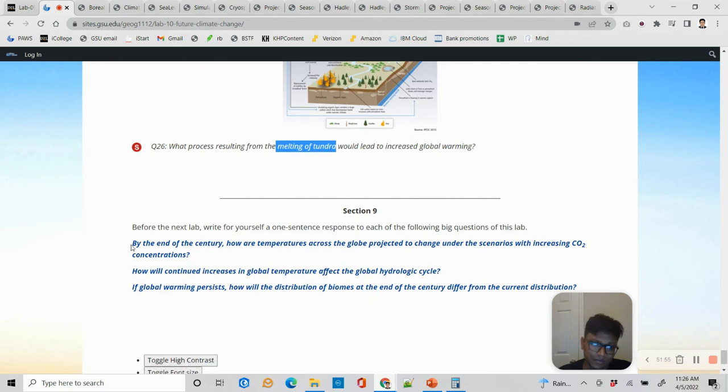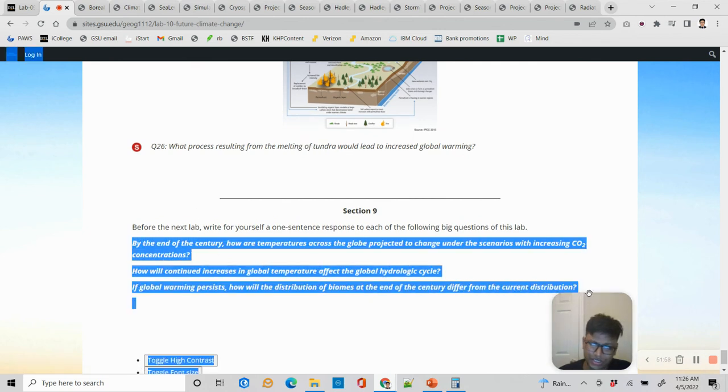And then for the three research questions, you need to write a brief summary of what you learned in this lab for these three research questions. So that's all for now.